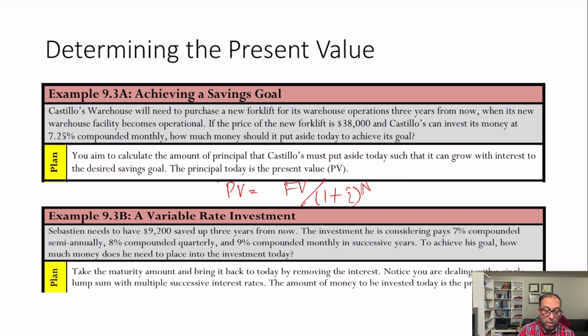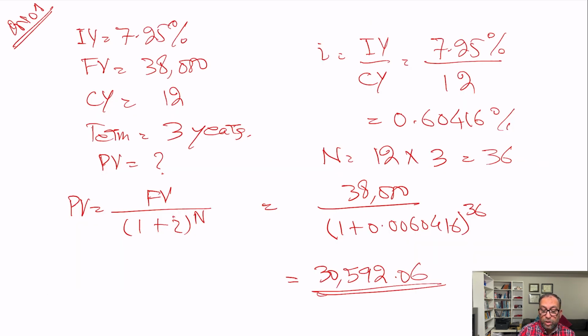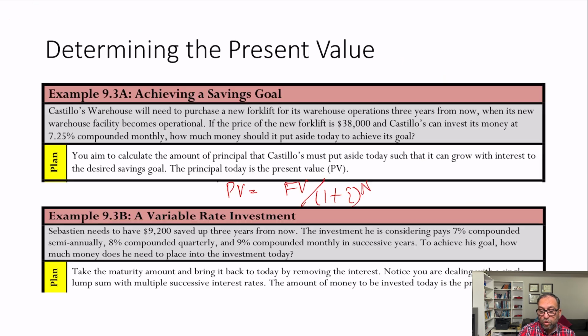So what we said, to achieve his goal, how much money does he need to place into investment today? So he has to place 7,200 in order to get 9,200.